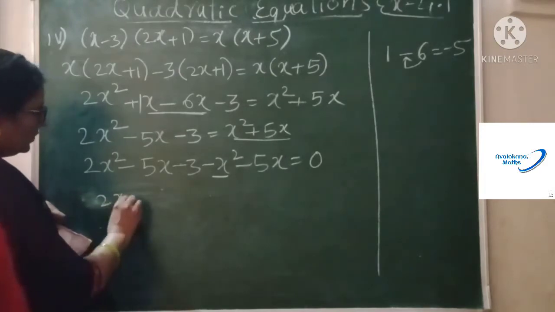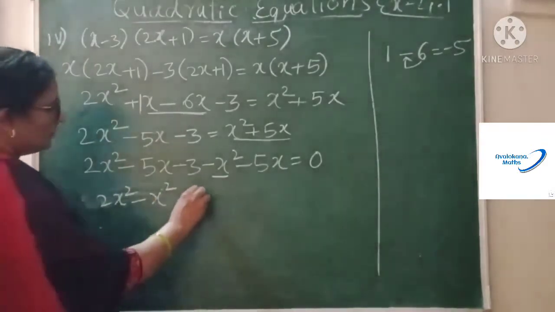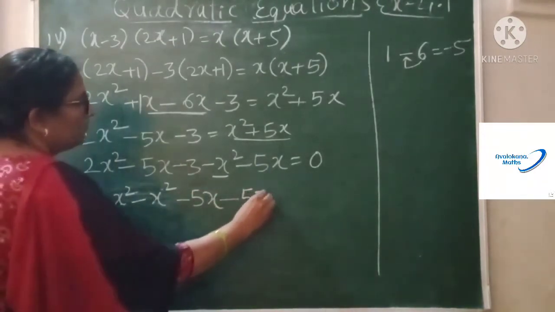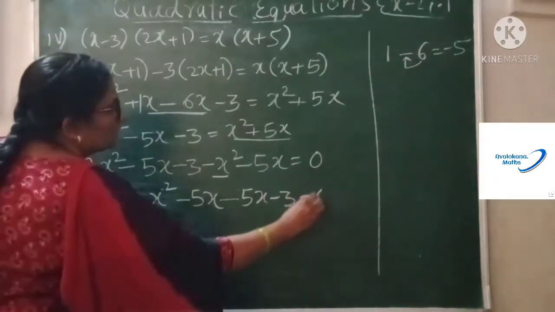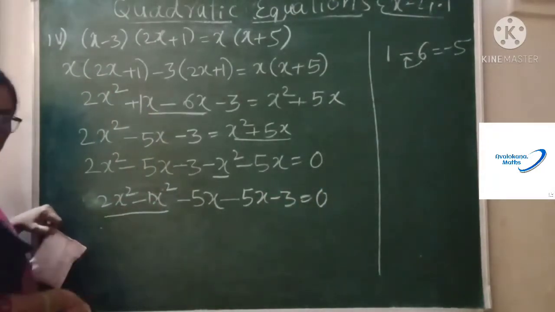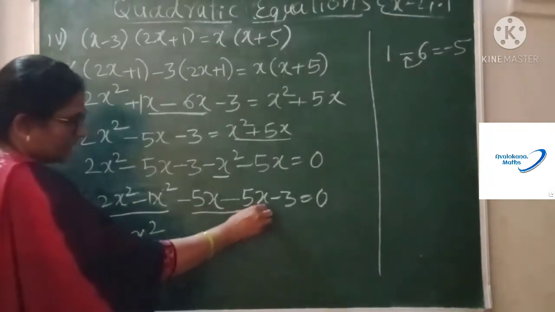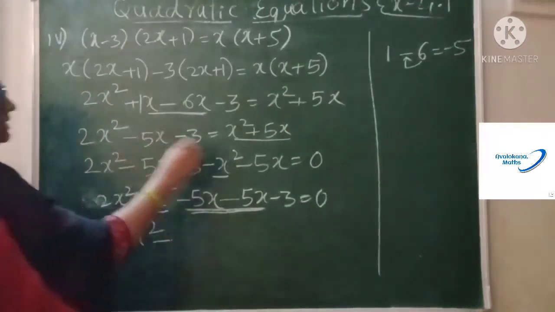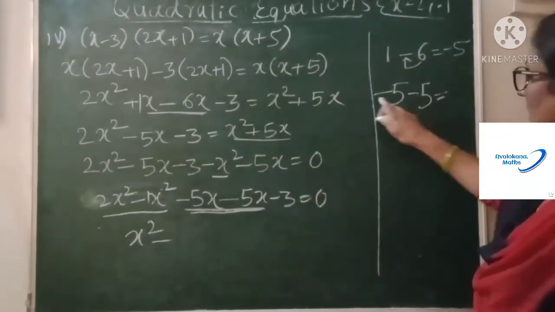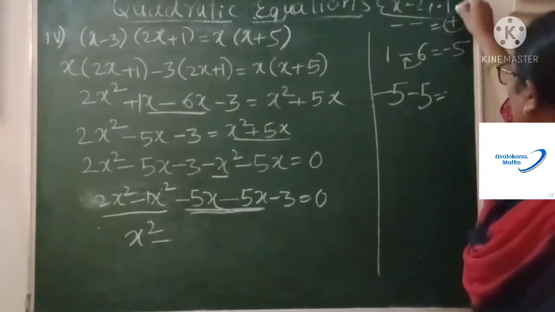It is 2x square, it is minus x square, okay, minus 5x, yes, this is also minus 5x, minus 3 equals to 0, yes. Now this is 2x square minus, nothing means it is 1x square, it is x square, minus children, see here, minus 5x, yes, minus 5 and minus 5. Both are negative. When both are minus, we are adding. The operation what we are doing here?